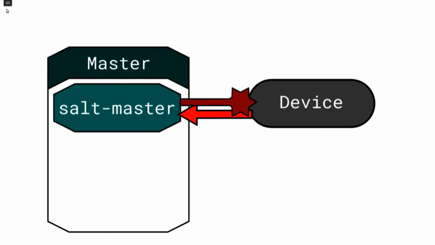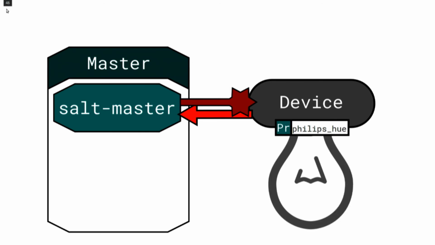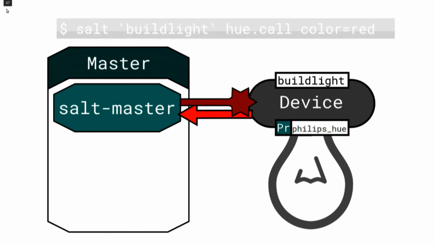It thinks it's just talking directly to this dumb device. In this case, we're going to run the Philips Hue module, which can control smart lights for us. And because Salt Proxy is really smart, it can have an ID like a minion. It can even have grains like a minion, which means you can do stuff like this.